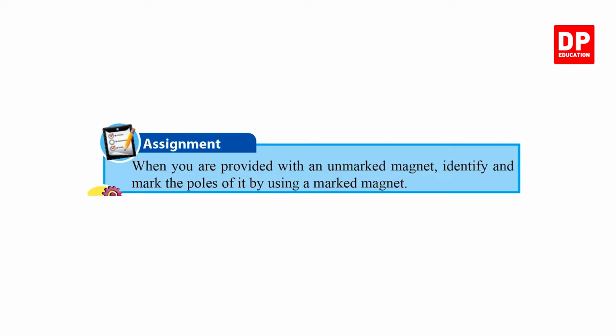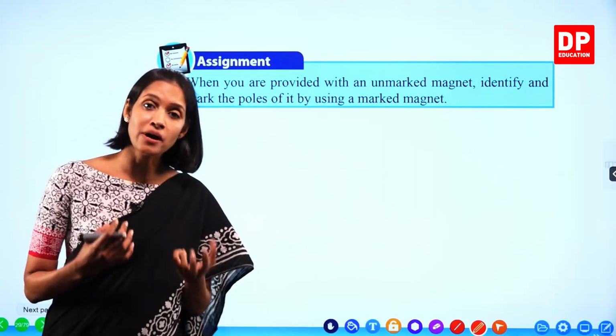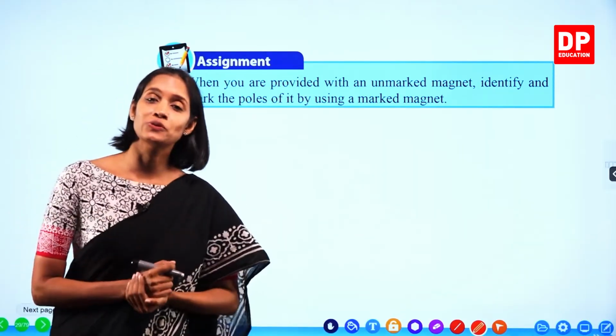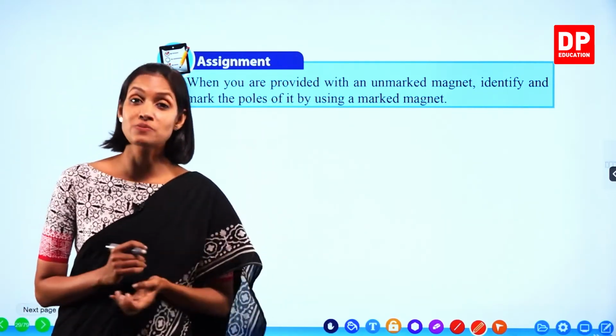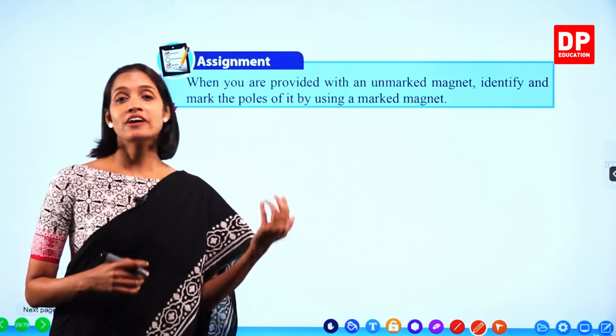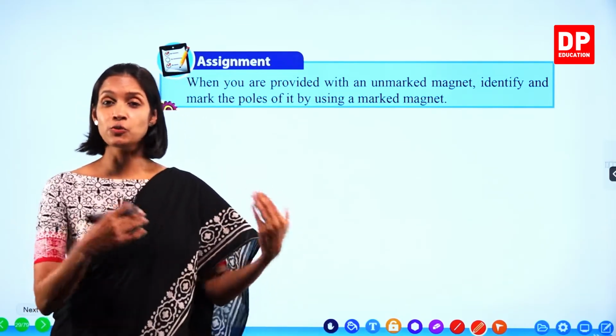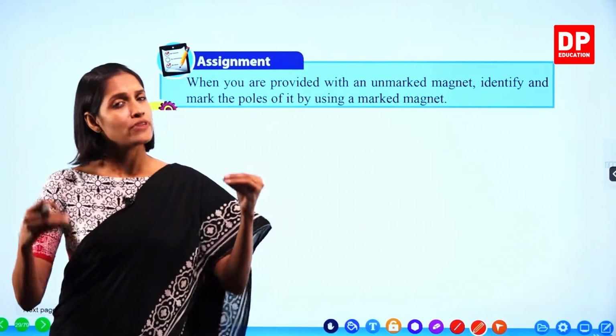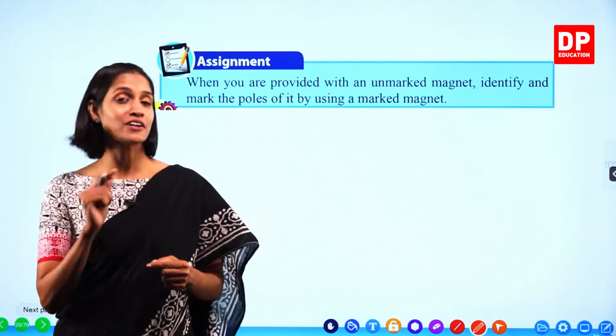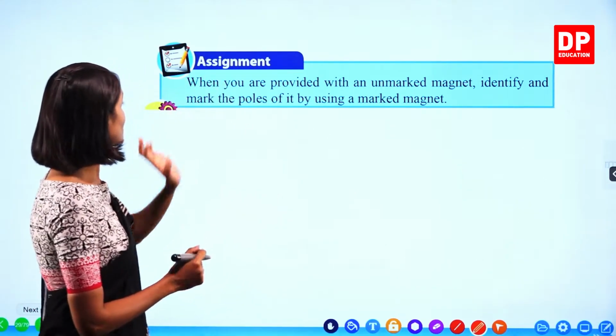We have an assignment to do. When you are provided with an unmarked magnet, identify and mark the poles of it by using a marked magnet. Now, so far during the experiments, all the magnets we used were marked, right? Red and blue side. Now we know that the red side is the north pole and the blue side is the south pole, right? So far we used all these marked magnets. What if we are provided with an unmarked magnet, children, where the north and south poles are not marked? How to identify the north and south poles of that unmarked magnet using another marked magnet? That is what is asked here.